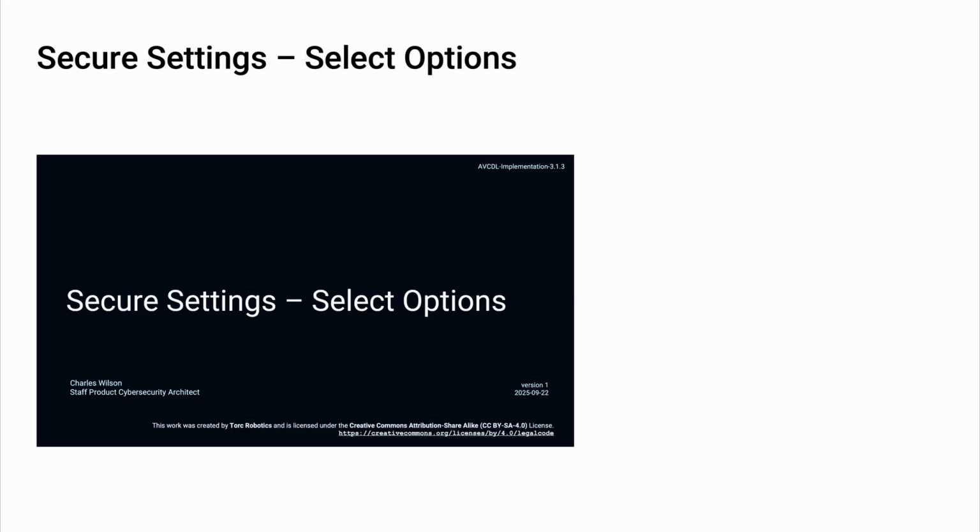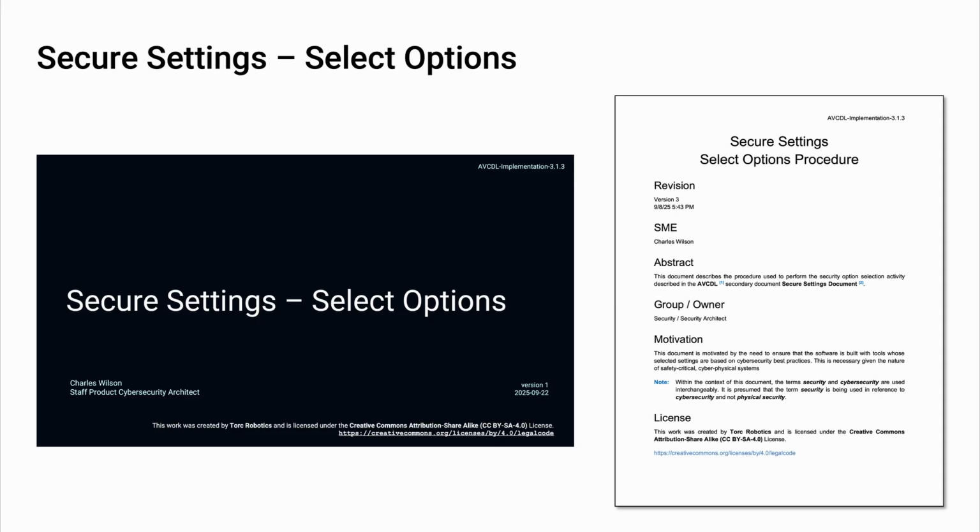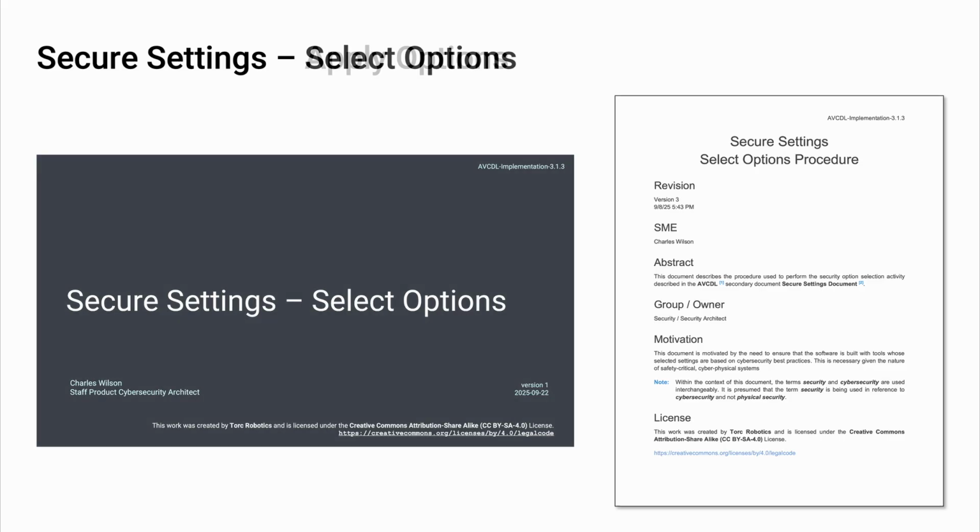The secure settings select options training goes along with the secure settings select options procedure. It continues extending the example from the previous training and addresses how options are selected for application to a specific element of the system by the cybersecurity and development SMEs.